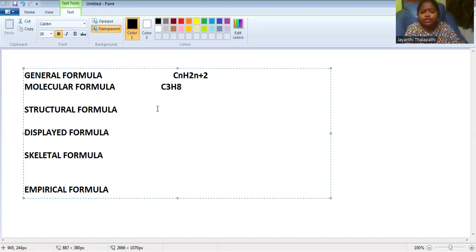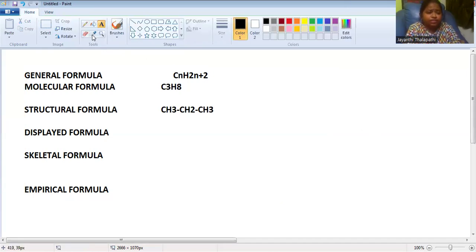How to write the structural formula? Structural formula, or you can say condensed formula. So there are 3 carbon atoms, right? So each carbon atom, the first carbon atom has 3 hydrogen, second carbon atom has 2 hydrogen, and third carbon atom has 3 hydrogen. So this is the structural formula.